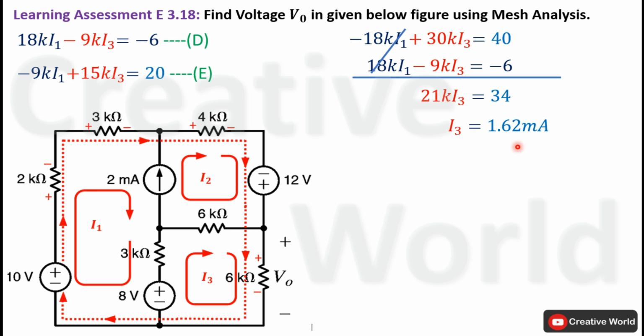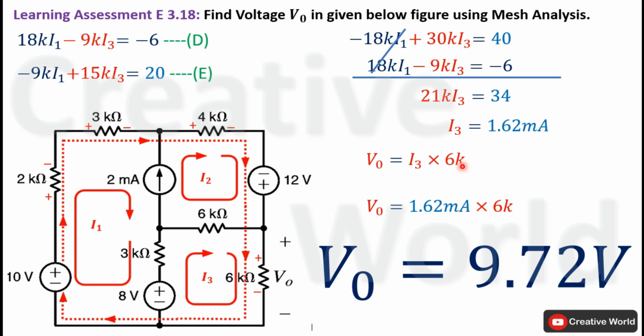Now we have the value of current I3, and as we have discussed earlier, if we have the value of current I3, we will be able to calculate voltage V0 across this 6 kilo ohm resistance that is required in the scenario. So voltage across this 6 kilo ohm resistance will be equal to I3 multiplied by 6 kilo ohm. Replace I3 with its value and take the product of 1.62 milliampere and 6 kilo ohm. So voltage across this 6 kilo ohm resistance will become 9.72 volt.